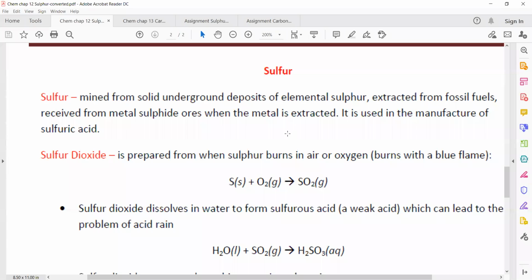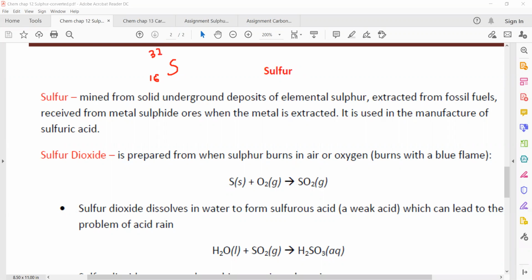So we'll discuss two topics today. One is sulfur, another one is carbonates. So existence of the sulfur, how it exists. Sulfur, as you can see, the symbol is S. Atomic number is 16 and atomic mass is 32.